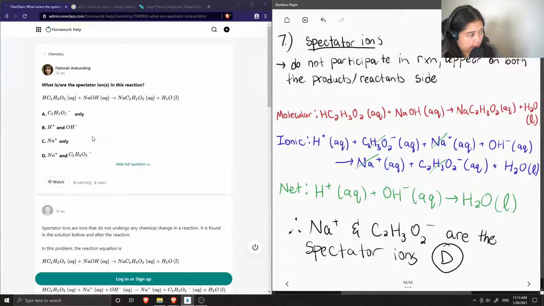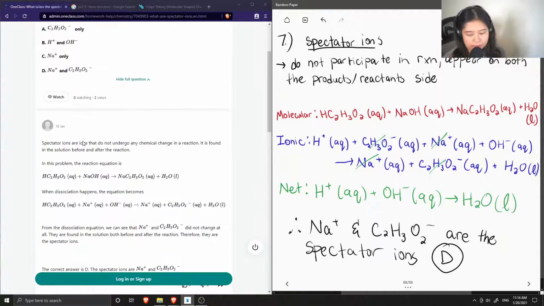The rest, yep, the H plus and the OH minus are the ions participating in the reaction. So we know that that's incorrect, so our correct answer is D. And the junior tutor said that spectator ions are ions that do not undergo any chemical change in a reaction. It is found in the solution before and after the reaction.